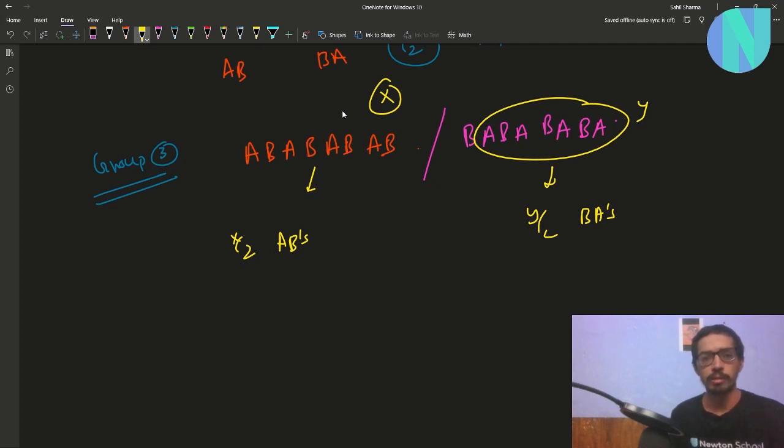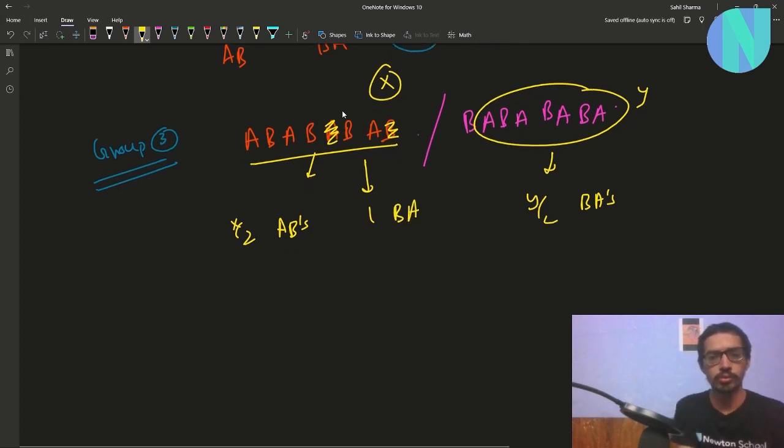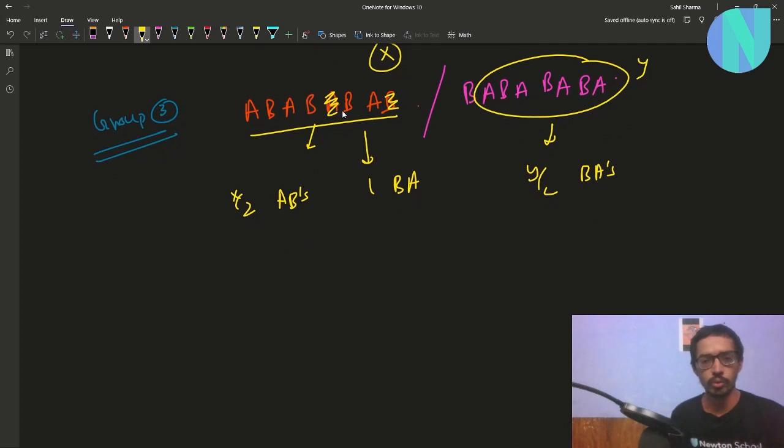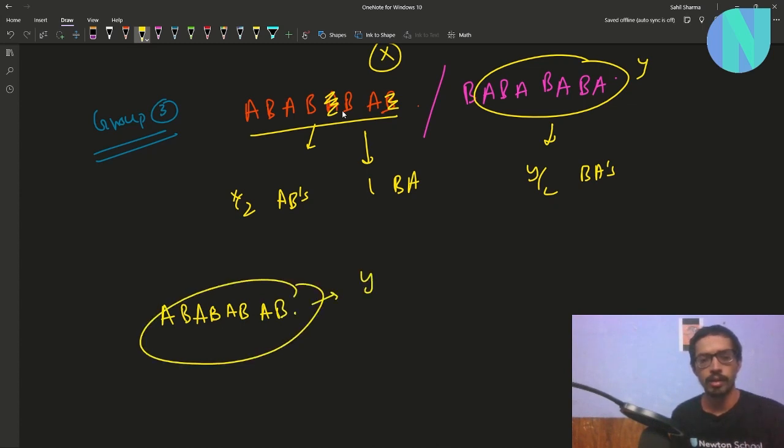And if I want to get BA from this string, I will have to remove some characters. So if I want to get 1 BA from this, I will have to remove this A and this B. Then I will get 1 BA from this. So if I have this AB, AB, AB, AB, and I have to get y BAs from this, then I will have to remove (y plus 1) into 2 characters.